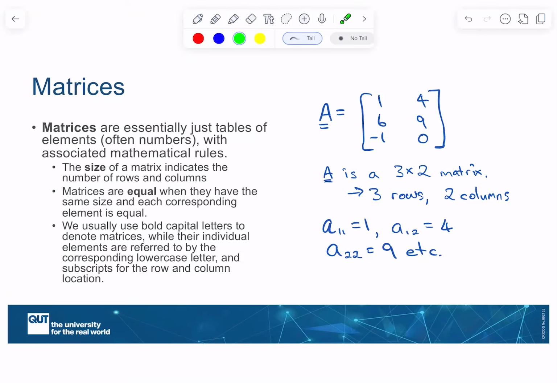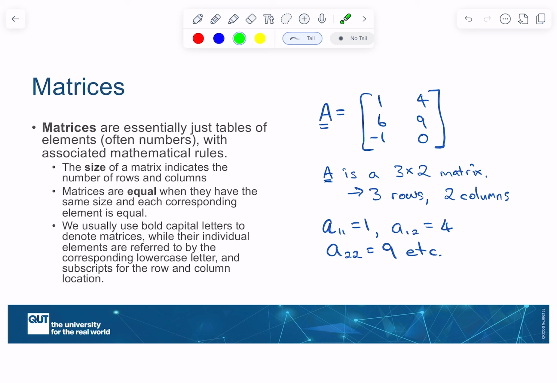Okay, in this short video, I'm just going to talk briefly about what matrices are and a little bit about how we describe them before, in a later video, getting onto using matrices. So basically, matrices are essentially just tables of numbers. They can be other things as well, but for our purposes, they'll be tables of numbers, kind of like this one that we've got here as an example.